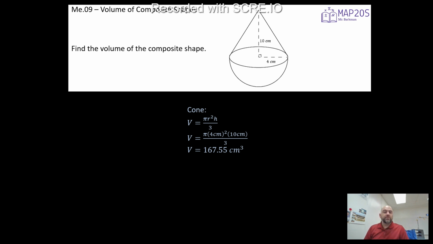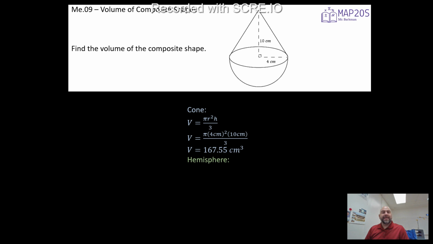Now, we have this volume here. If your number is a little bit different than mine, that's okay. If you use 3.14 instead of the pi button on your calculator, there is a chance that your number will be a little bit different than mine, as you rounded slightly differently than I did with my pi value. All right, now that we know the cone, we're going to move on to the hemisphere.